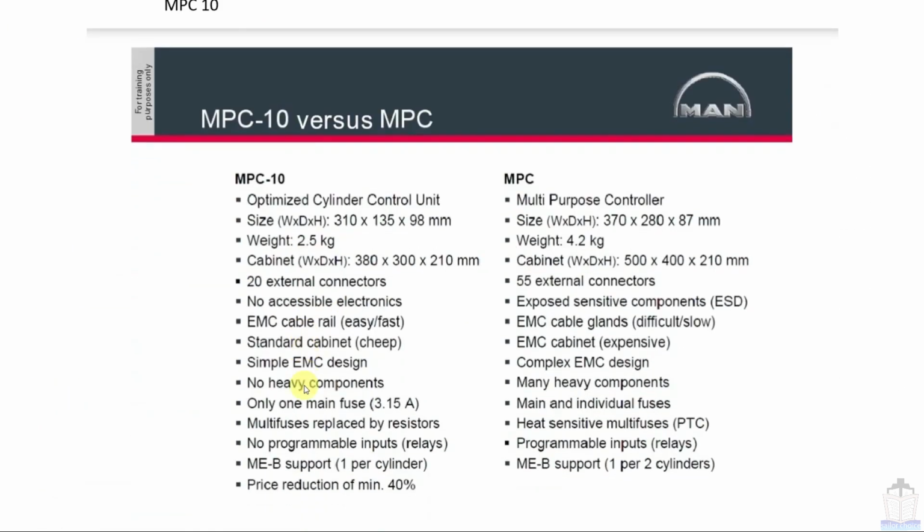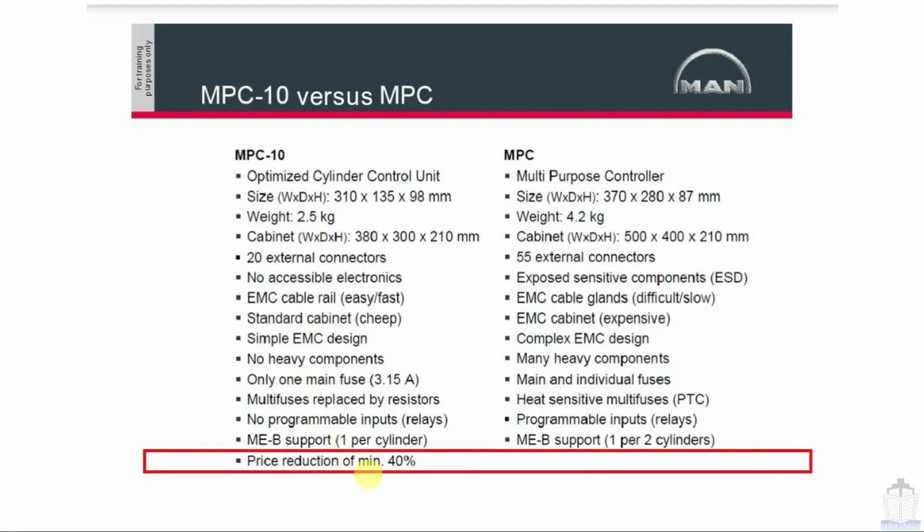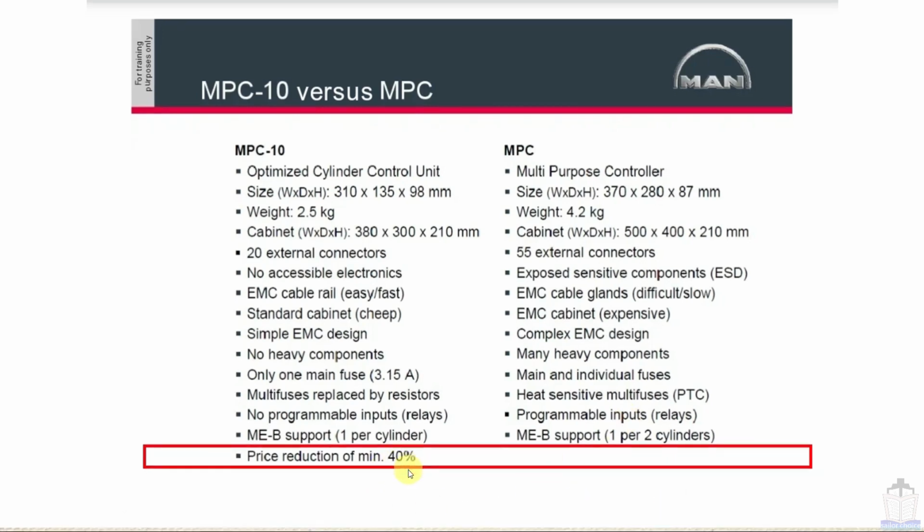So now moving to next topic, that is price reduction of minimum 40%. This MPC 10 costs around $4,000 and this MPC cost around $7,000, and hence reduction of price is about 40%.